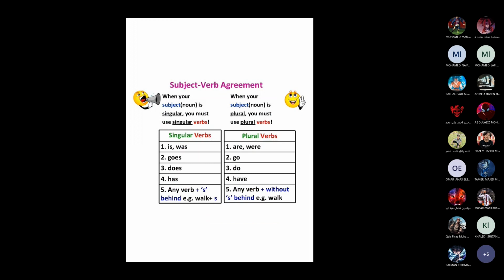Okay, so let me see this. This slide is very important, guys. Pay the attention for this slide. You have to memorize the singular verbs. This column is very important. Once you memorize this column, the subject-verb agreement will be so easy.